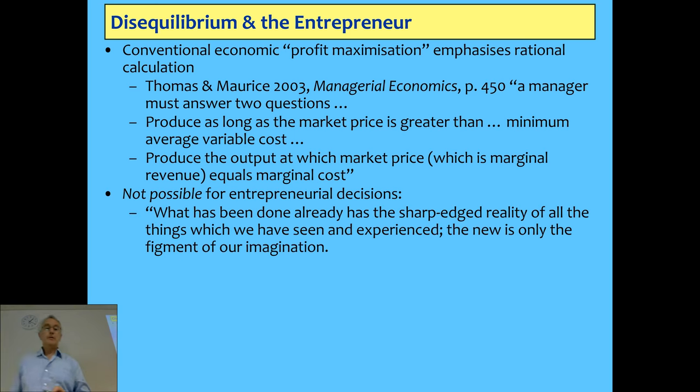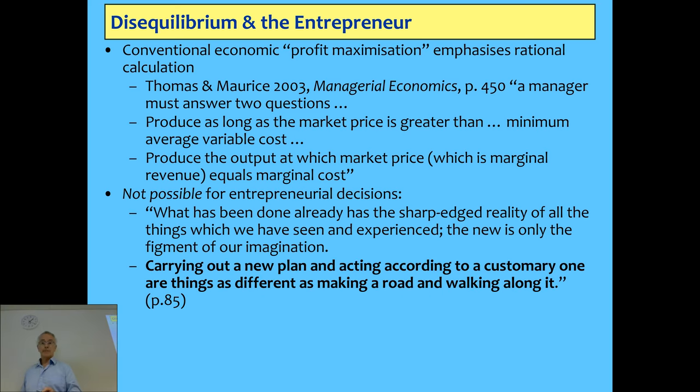Now, what Schumpeter says is, well, that's only going to be possible if what you're talking about is a known procedure. And this is a wonderful statement to summarize the difference: carrying out a new plan and acting towards a customary one are as different as making a road to walking along an existing road. Okay? The entrepreneur makes the new road. The manager makes sure the car sticks to the existing road or tries to. So it's a very different vision of what entrepreneurs are.